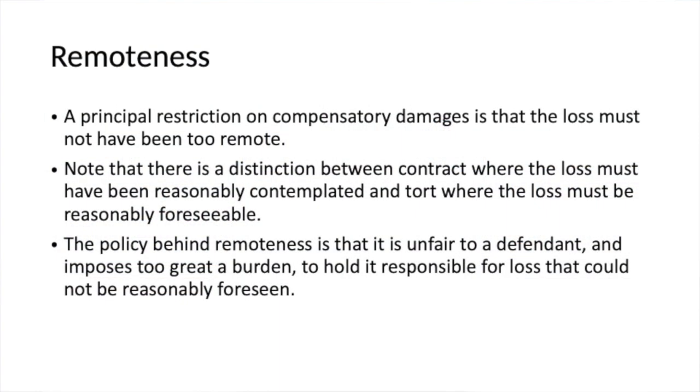So remoteness is a principal restriction on compensatory damage, in that, as you will all know, a loss must not be too remote, as it's phrased. Note that there is a distinction between contract, where the loss must have been reasonably contemplated, and tort, where the loss must be reasonably foreseeable. The policy reason behind remoteness is very clear and well understood, that it's unfair to the defendant, and it imposes too great a burden to hold them responsible for losses that could not be reasonably foreseen.